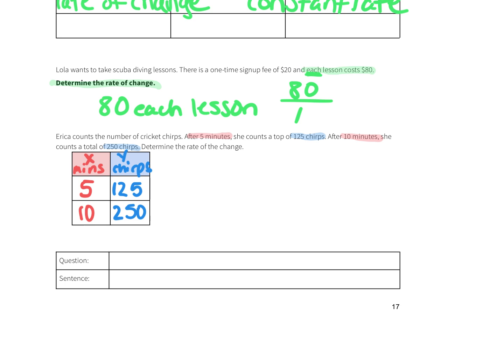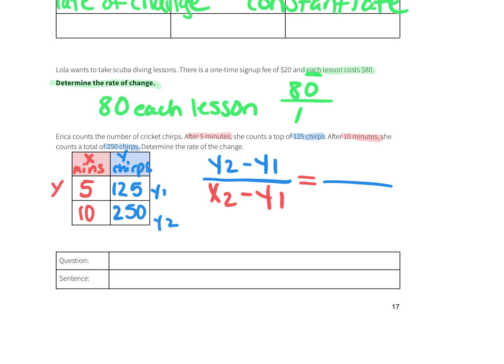My slope formula is y2 minus y1 over x2 minus x1. Now, I'm going to put that information into my formula. So I have my y1, y2, I have my x1, x2. So I would have 250, my y2, minus 125, my y1. Then I have x2, 10, minus x1, 5.